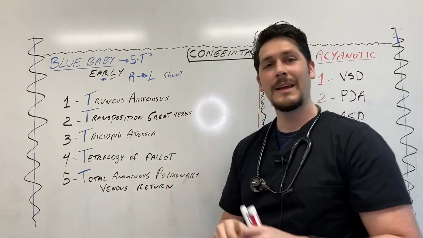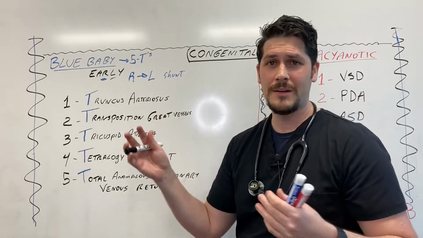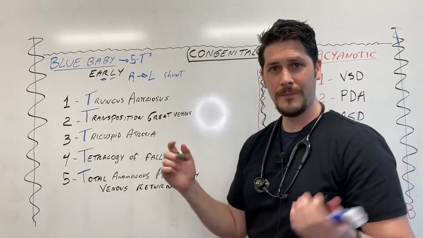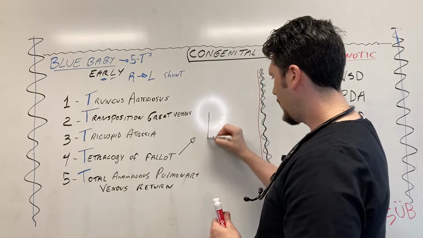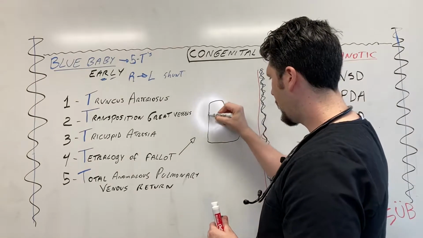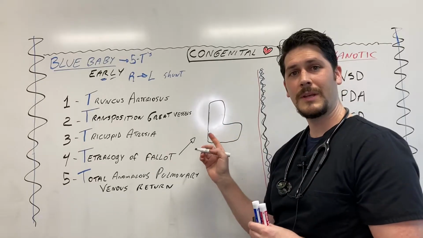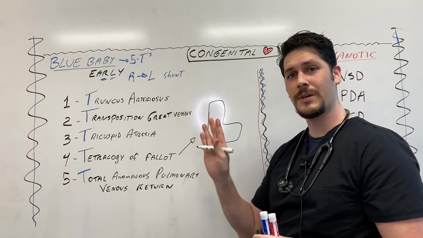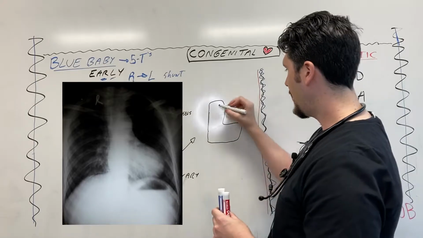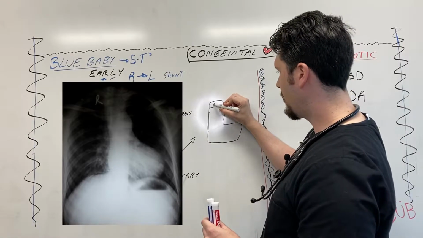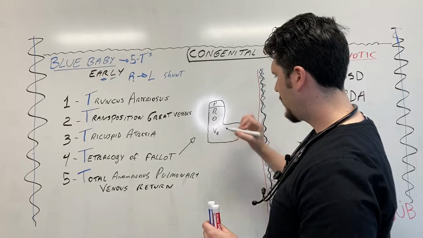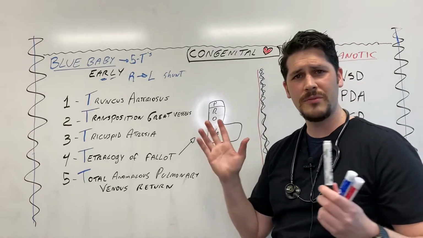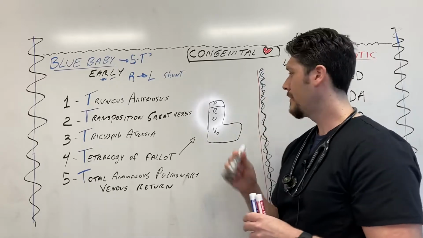There you go. I'll mention a little extra on the tetralogy of Fallot. This is how I remember it. Boot shape in the heart. Boot shape on the x-ray. It's going to look like a boot. And then you have the mnemonic PROV. That's how I like to mention it, just PROV, which are the 4 defects.